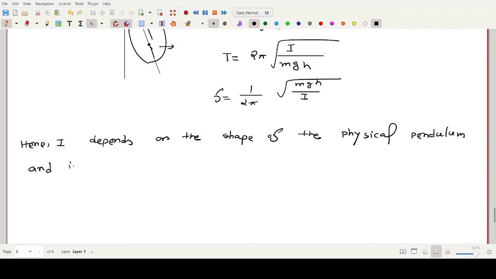And is proportional to what? Will it be proportional to the total mass of the physical pendulum? Yes.